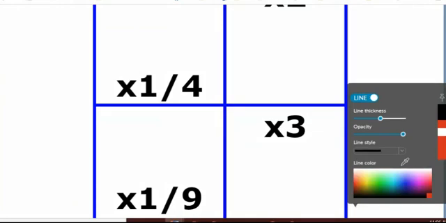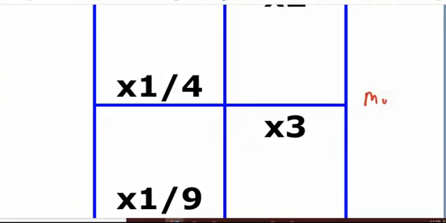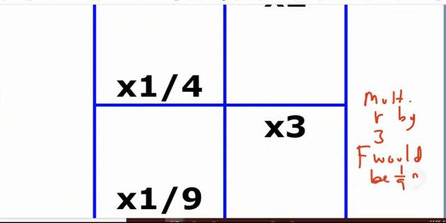What does this even mean? What am I talking about? If you multiply R by 3, force would be 1/9. That's great. It would get weaker. It would be 1/9 of what it used to be. 2 gives you 1/4. 3 gives you 1/9. 4 gives you, let's see, is that the next one?